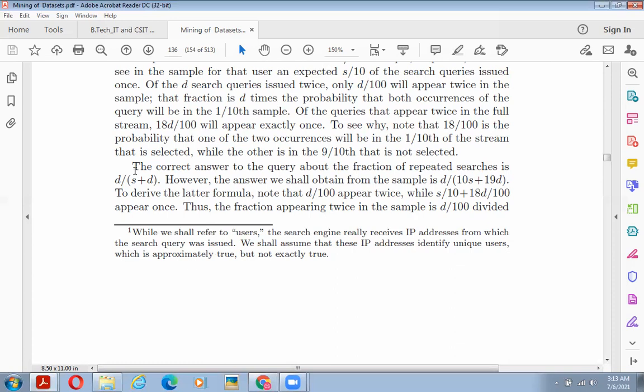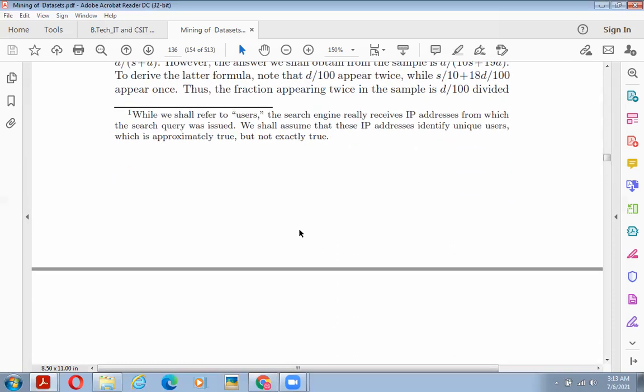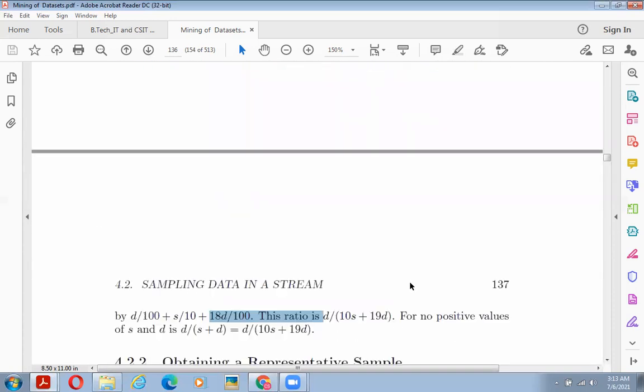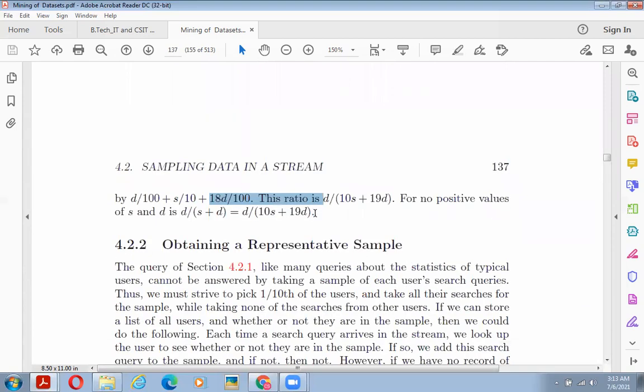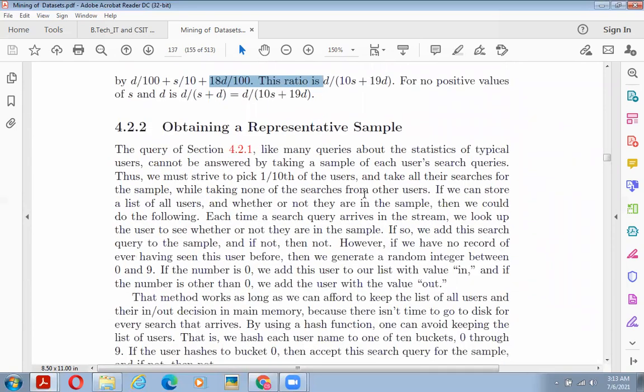For the one occurrence, we have 1 by 10, while the other will be 9 by 10. So that part has been designed as D over 10S plus 19D. Finally, when we derive the formula twice due to the 100 consideration, we get the formula like D/100 over S/10 plus 18D/100. This is how we get the formula to calculate for the sample streams, and we deduce the formula with the help of algebraic summations.